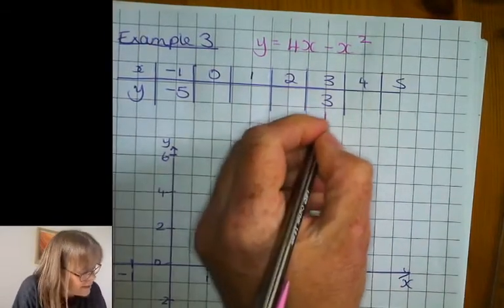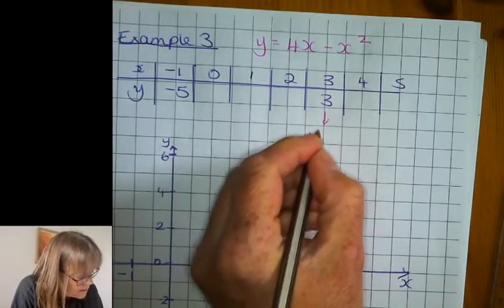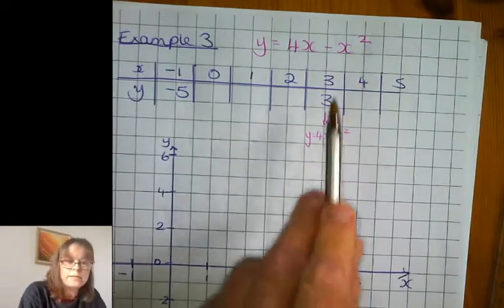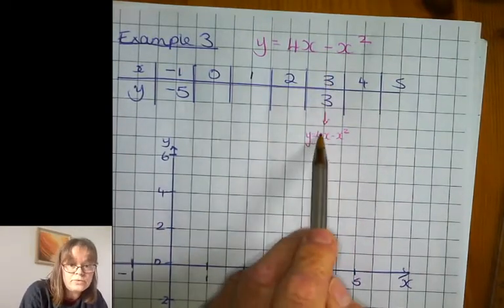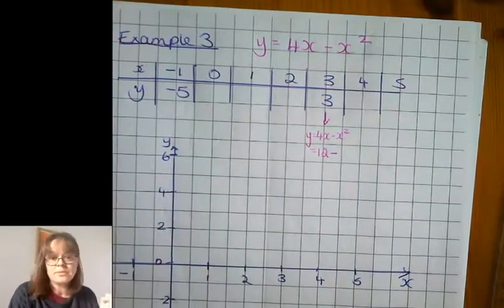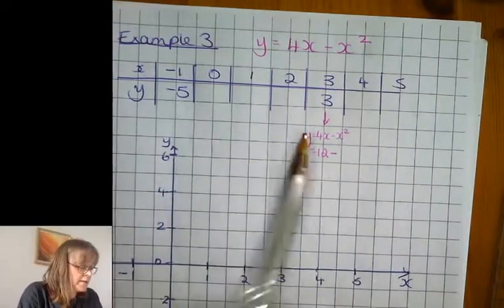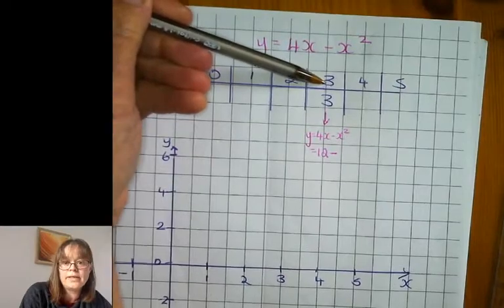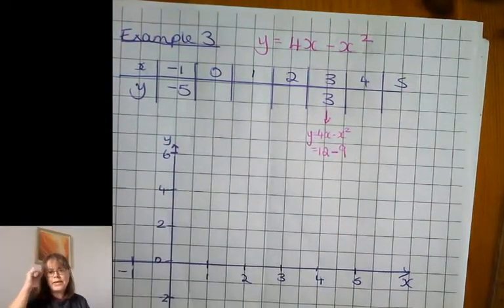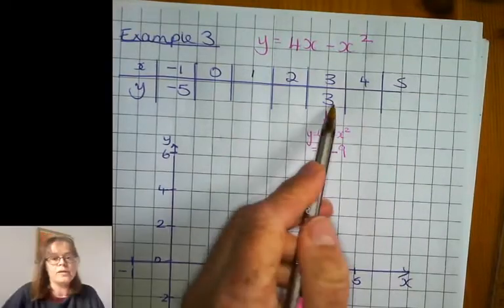So let's look at how did they get the 3 here. So let's check we understand the equation. So my x number here is 3. 4 lots of 3, I think that makes 12. And then I'm going to subtract x squared, whatever I get when I square this number. So I think 3 squared is 9. So I think the sum I am doing there is 12 take away 9, hence they got 3.